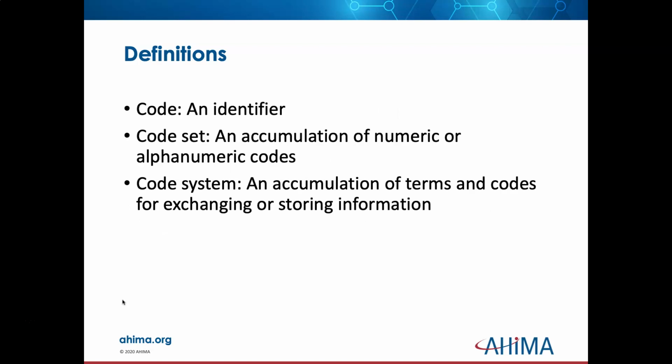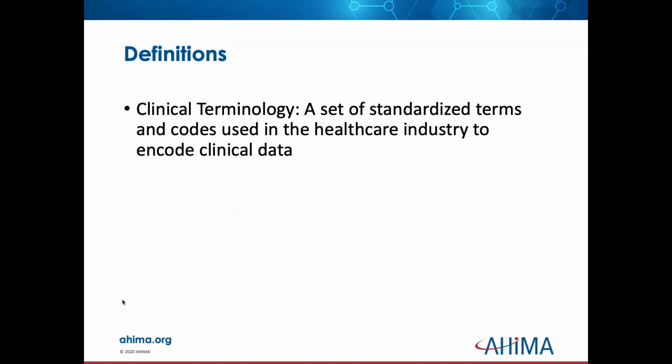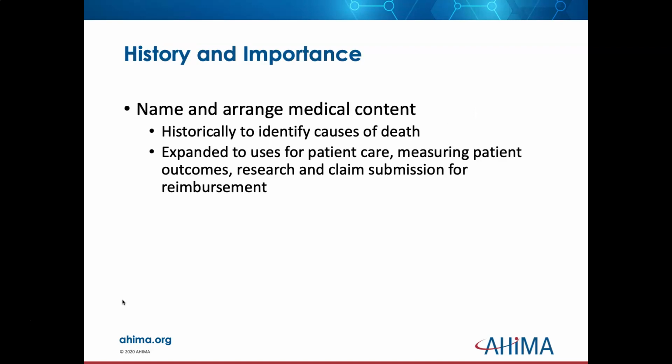Code. A code is an identifier. That's really all it is. It's just an identifier. A code set is an accumulation of numeric or alphanumeric codes. And a code system is an accumulation of terms and codes for exchanging or storing information. So again, you need to know these definitions really well. Clinical terminology. This is a set of standardized terms and codes used in the healthcare industry to encode clinical data. And again, another one you really need to know.